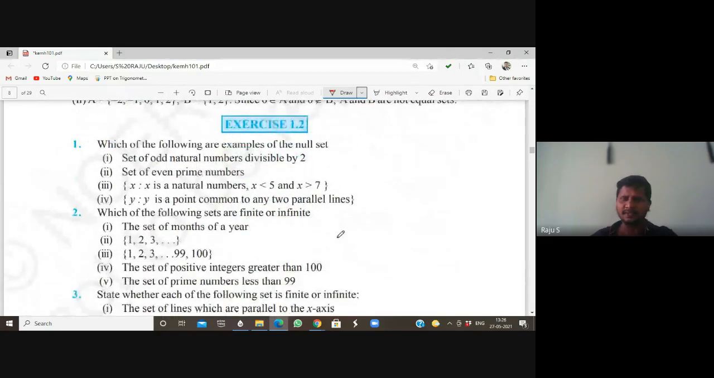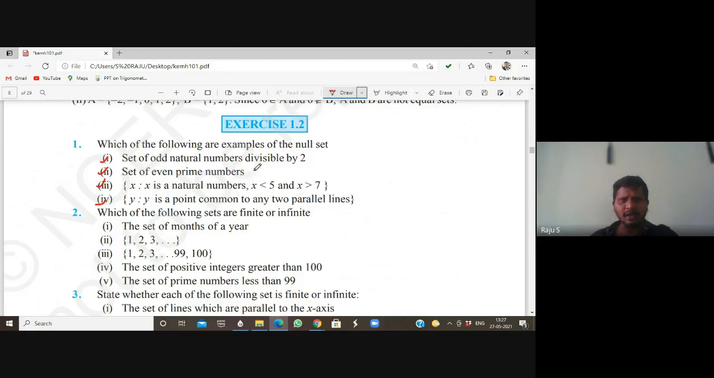Coming to the second exercise. Look at all these questions. Which of the following are examples of the null set? Okay, everyone, you can observe, I told you the set concept is very easy. You only have to say which of the following subdivisions, whether the first, second or third one, is a null set.